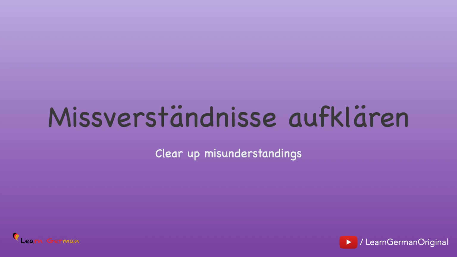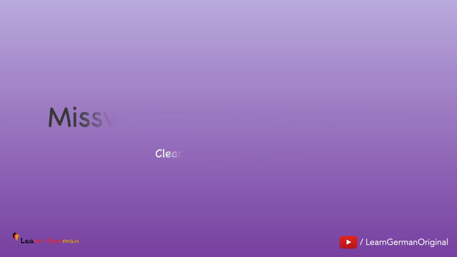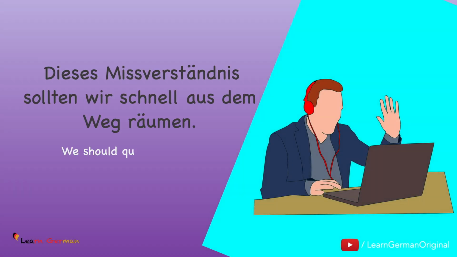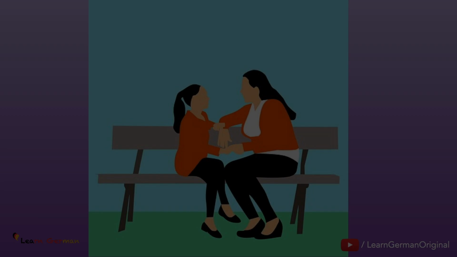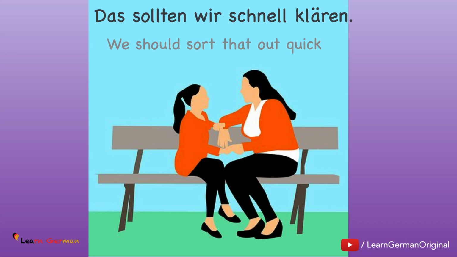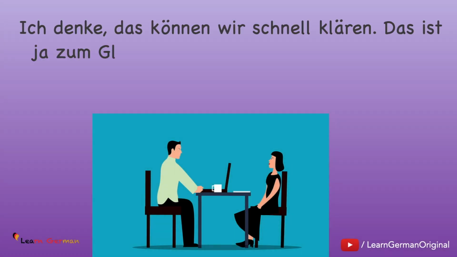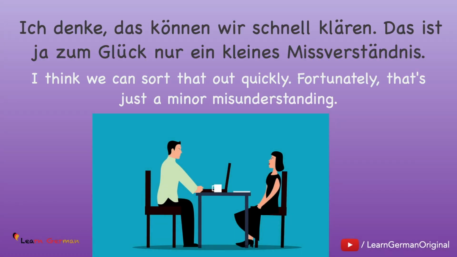Missverständnisse aufklären. Once a misunderstanding has occurred, it is important to clear it or solve it. This is how you can try to do that. Dieses Missverständnis sollten wir schnell aus dem Weg räumen. Das sollten wir schnell klären. Ich denke, das können wir schnell klären. Das ist ja zum Glück nur ein kleines Missverständnis.